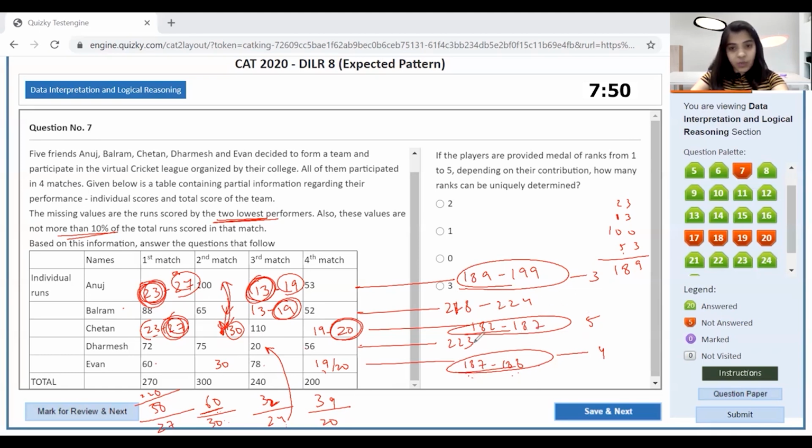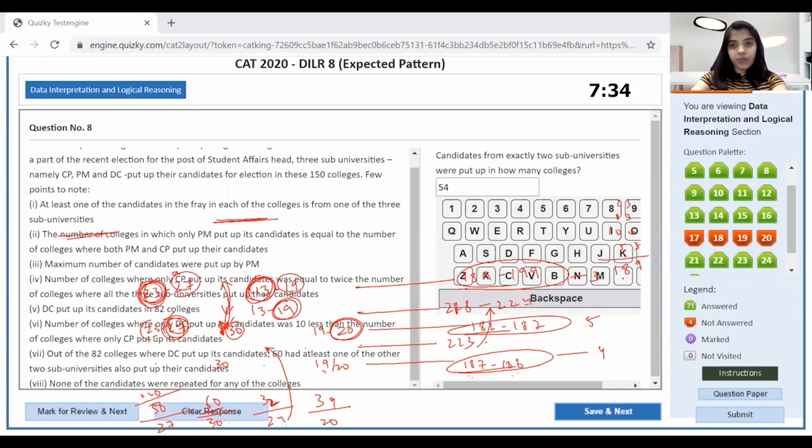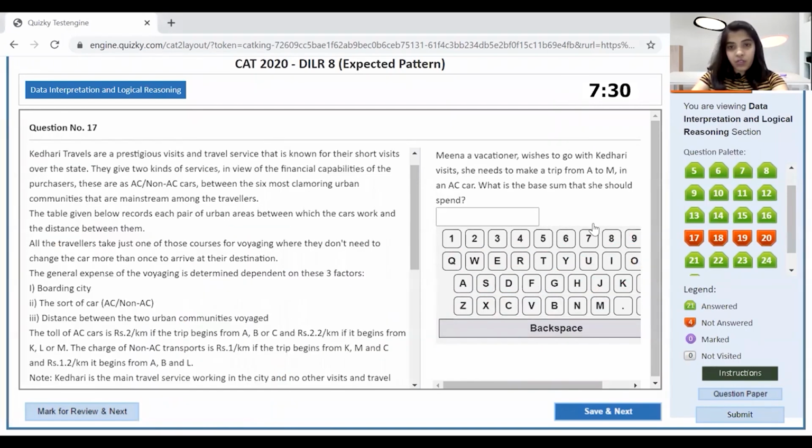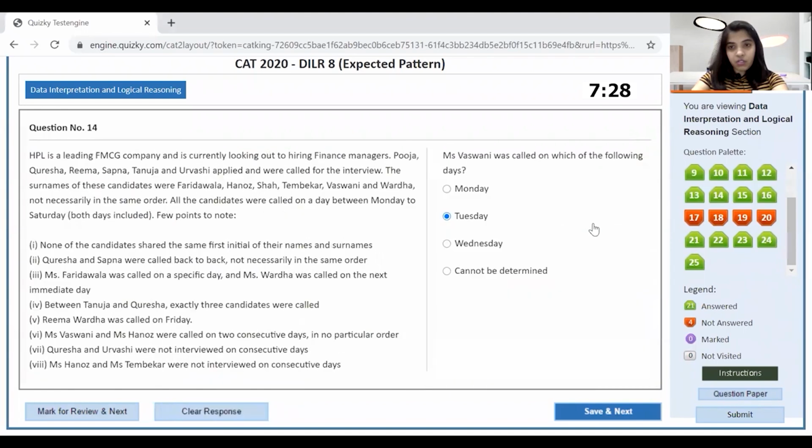Right, so we cannot determine between these two because this is coming in between this. So we don't know if this will be 224, 218. That will determine ranks. So we can identify these 3 ranks for sure. So we know 3 ranks can be uniquely determined. We have 7 minutes left. We can hold on to 3.